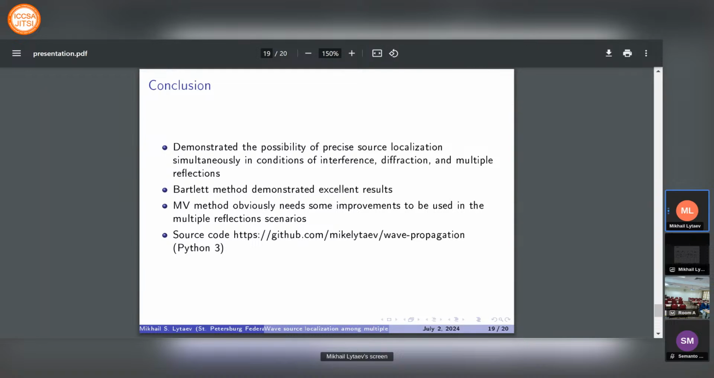In this study, we considered only a model example with knife edges, but in future work, it is reasonable to consider some more complex scenarios, such as propagation in complex urban conditions, consider more complex obstacles, and so on.